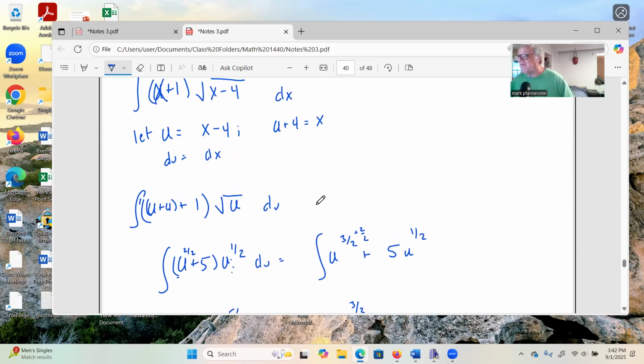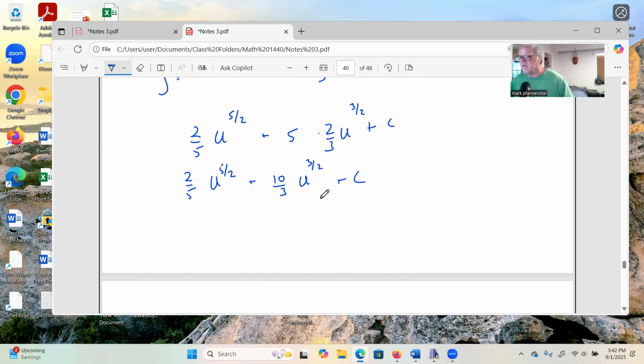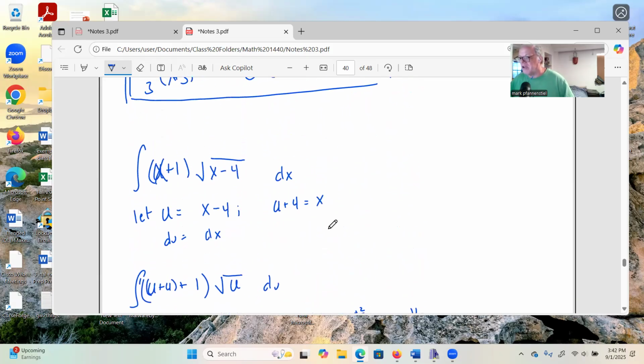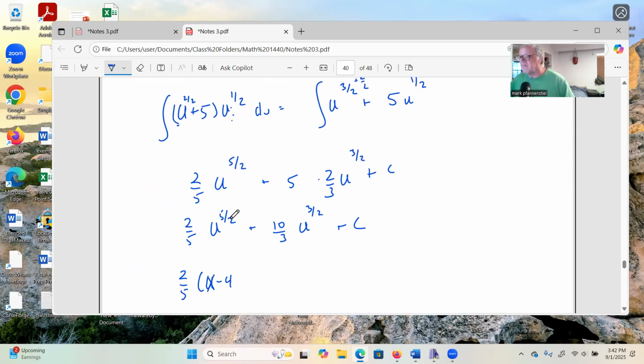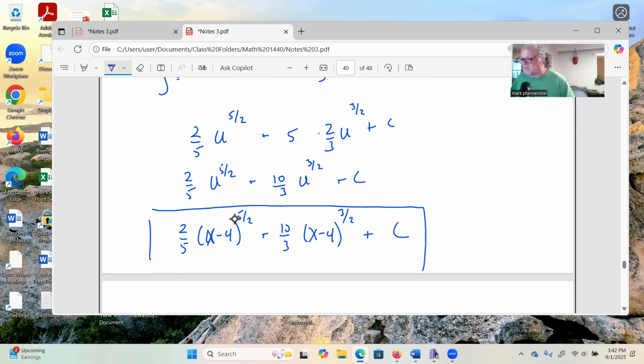Right? Now, go back and say, okay, what was going on here? What was u? u was equal to x minus 4. So we have 2/5 of x minus 4, which was my new value, raised to the 5 halves power, plus 10/3 times x minus 4 raised to the 3 halves power, plus our c. Right? And that is going to be our answer for this problem.